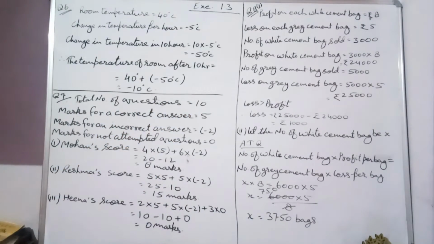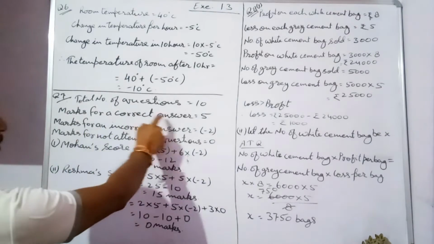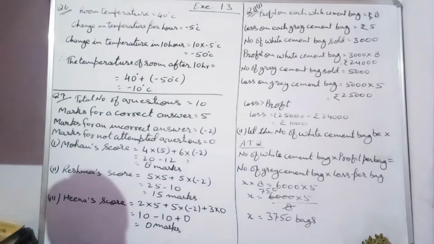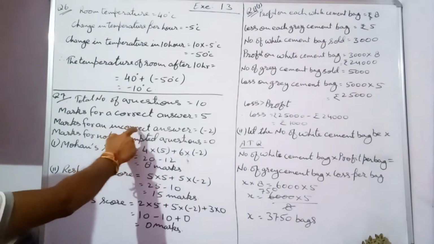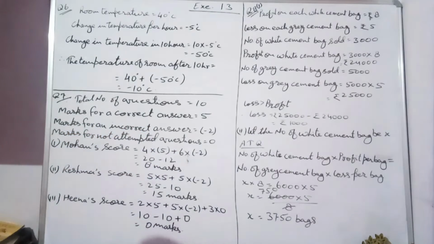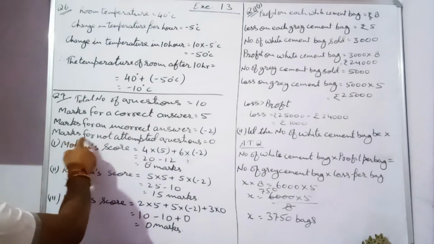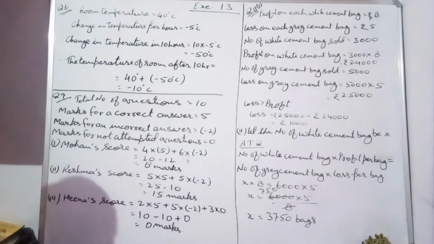Now it is saying 5 marks are awarded for every correct answer. It means that marks for a correct answer equals 5. Now it is saying -2 marks are awarded for every incorrect answer. It means that marks for an incorrect answer is -2. Now it is saying 0 marks for questions not attempted. It means that marks for not attempted questions equals 0.